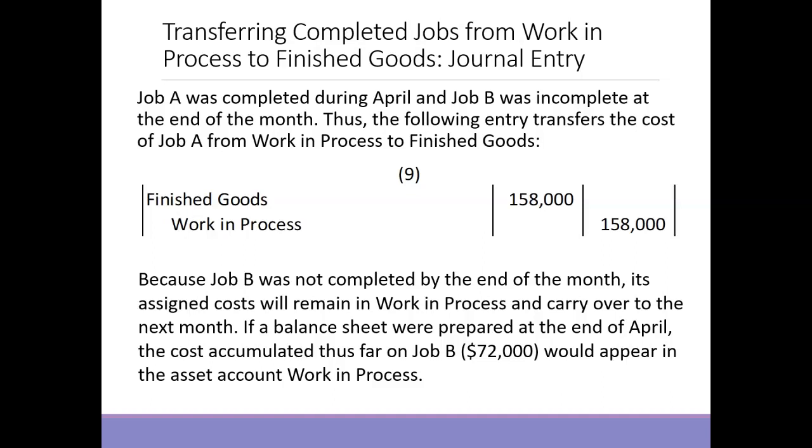Job A was completed during April, and job B was incomplete at the end of the month. So the following entry transfers the cost of job A from work in process to finished goods. Remember, because they're done now, they're ready to be sold. So this credits the work in process account they were in and now debits a new inventory we call finished goods. Because job B wasn't completed, it's still all sitting in work in process. Remember, it will stay in that account until the job is complete.